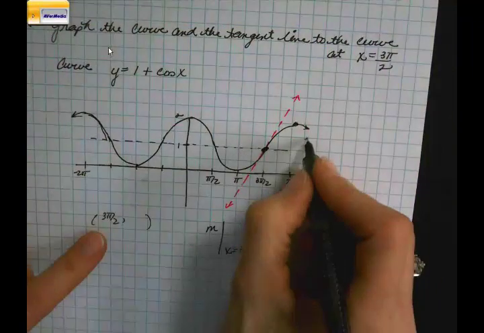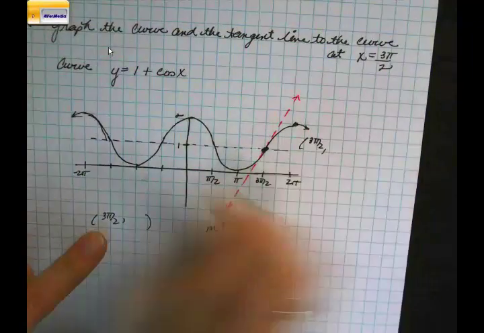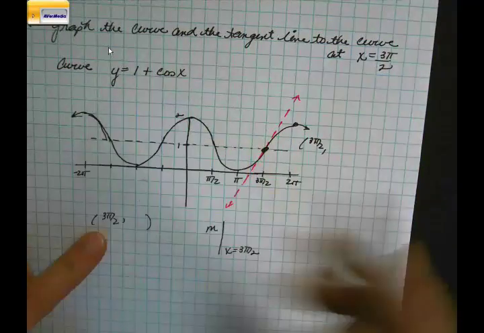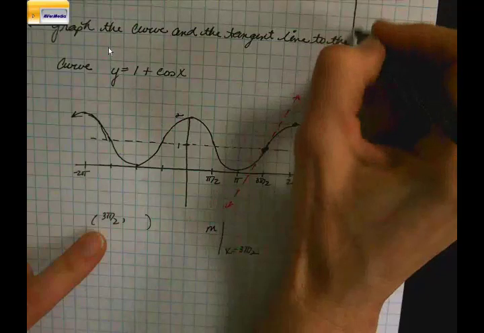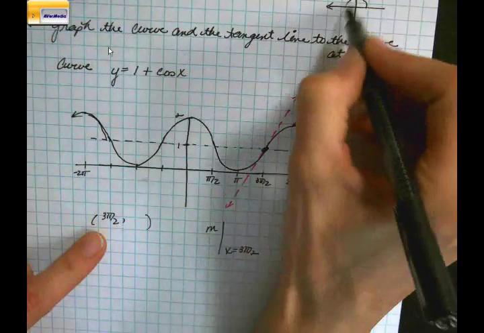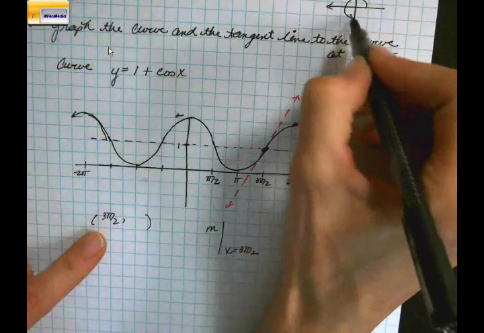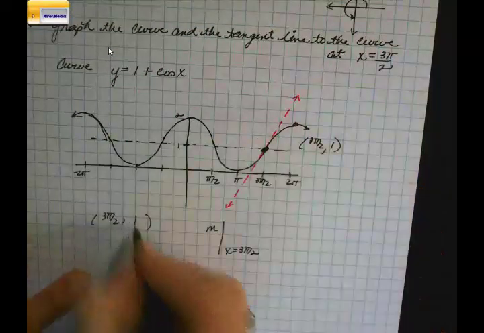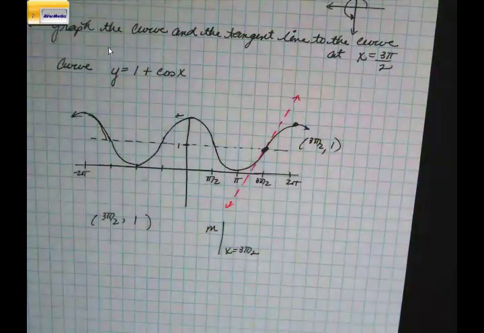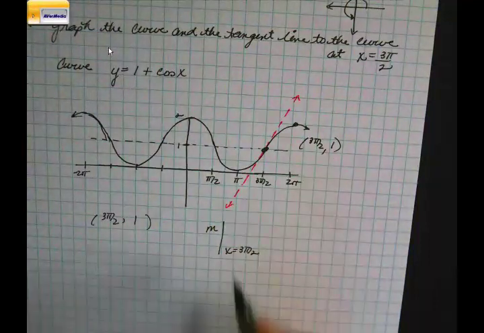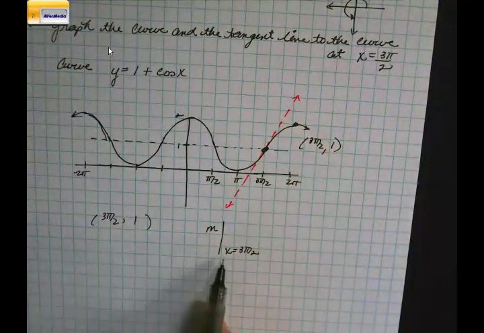So at 3 pi halves, what is this ordered pair? 3 pi halves and 1 plus cosine of 3 pi halves. What is cosine of 3 pi halves? Well, here's pi halves, 2 pi halves, 3 pi halves right here, right? Okay, so cosine of 3 pi halves is 0, so 1 plus 0 is 1. So there's this ordered pair, which is beautifully graphed. I could have just taken it off the graph, right? A height of 1. So now what is the slope of the tangent line?